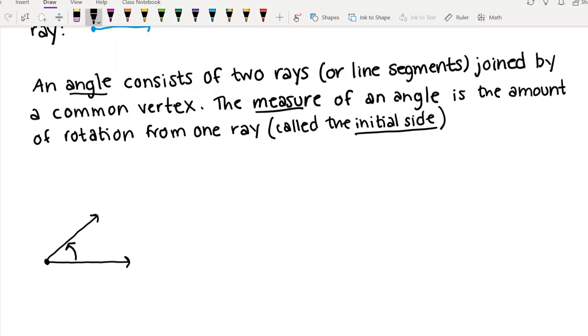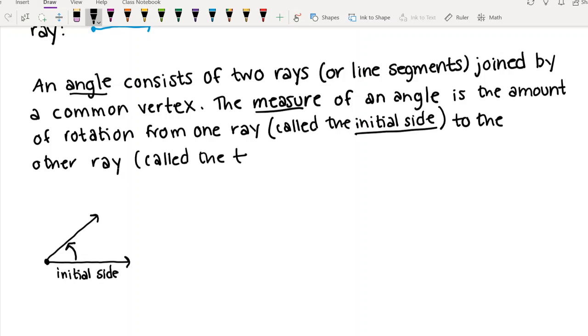So in the picture that I have drawn down here, the initial side would be what's down here. To the other ray, and the other ray is what's called the terminal side. And these terms are really not going to come up that much later in the class. It's really just right now that we're being so technical about angles. So you have your initial side, you have your terminal side.